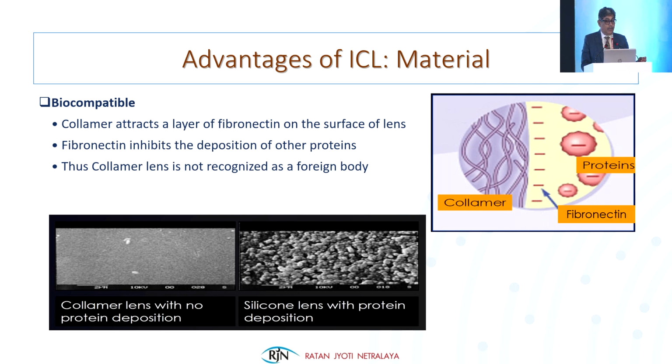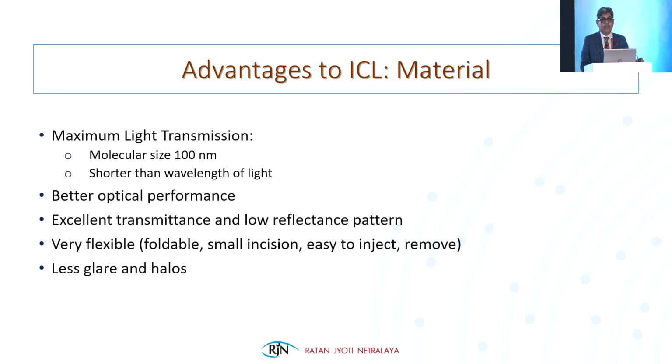This material, Collamer, attracts fibronectin, and it repels proteins. So the proteins don't deposit on the surface, the material remains very clear, and it is not recognized as a foreign body, unlike silicone material. Because of this, there is maximum light transmission, better optical performance, excellent transmittance, and less glare and halo phenomena.